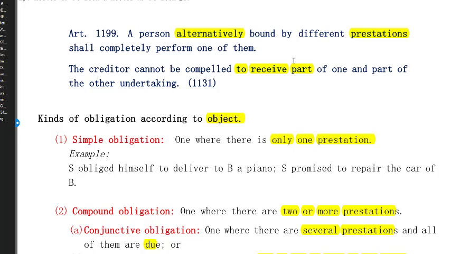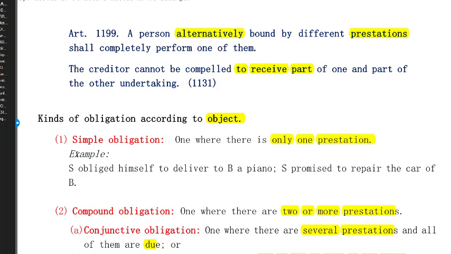The prestation or the object, it is the promise, or the particular conduct to be observed in the performance of the obligation. It's either the giving of a thing, the doing of a thing, or not doing of a thing. That is what we call prestations. And there are actually different kinds of obligations according to object.